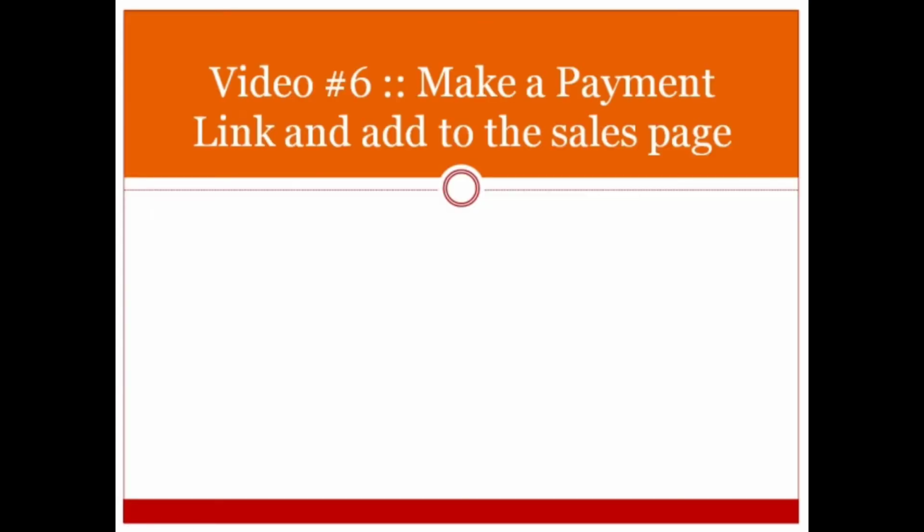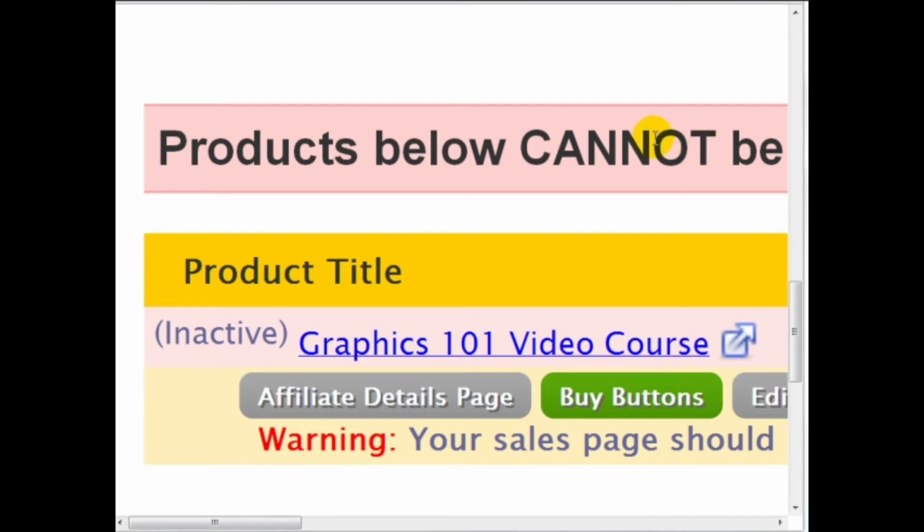sales page. Hello and welcome to video number 6. In this specific video, you're going to learn how to make a payment link and add it to the sales page. Okay, so now what we need to do is simply go to our product and click on Buy Buttons.